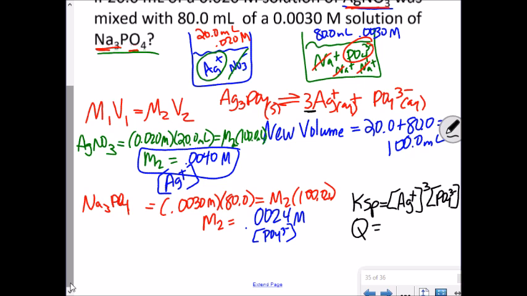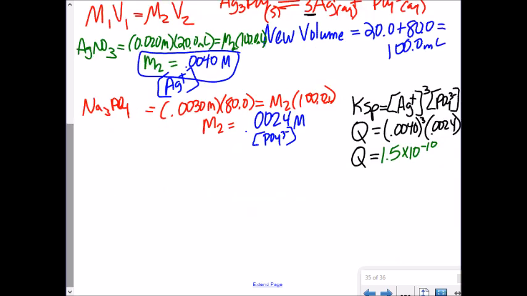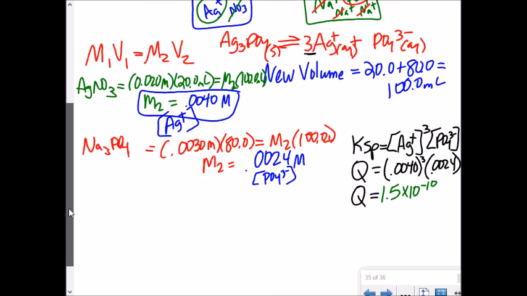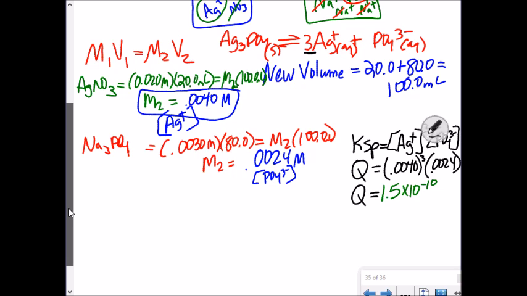So we would plug in our 0.0040 raised to the third, plug in the 0.0024, and what do we get for that Q value? What's the number we get there? 1.5 times 10 to the minus 10, right? What you got? That's correct. Now, this is what we need to worry about and care about. What was Ksp again at the top?